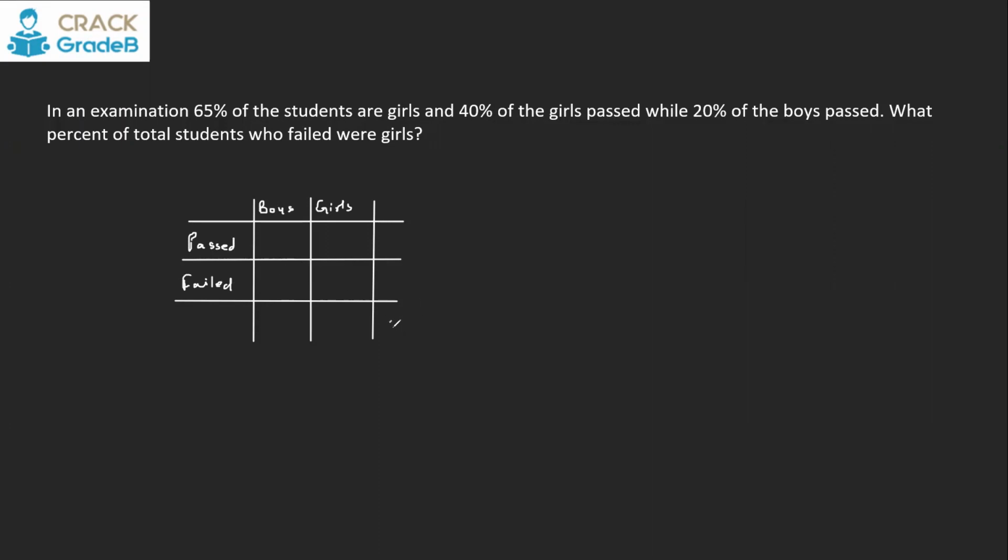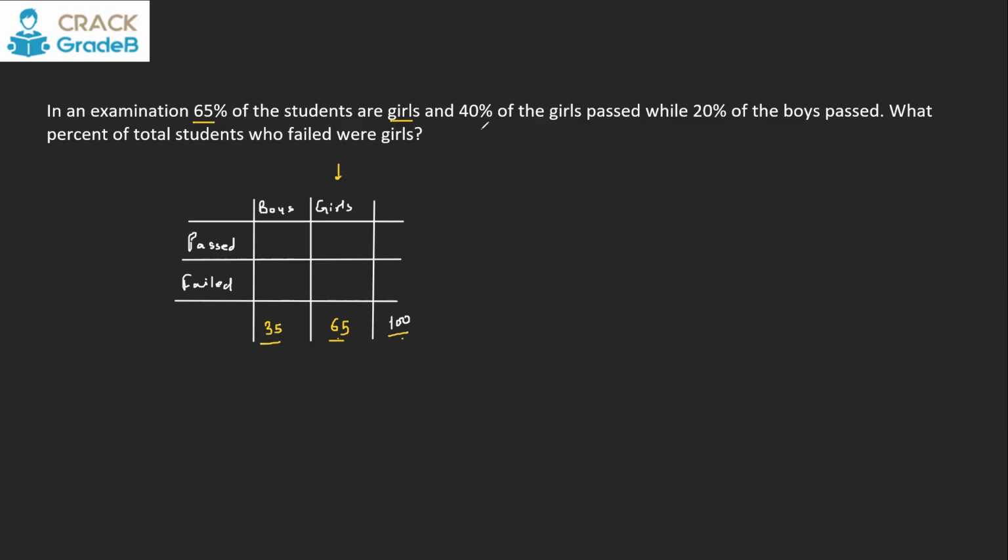So consider there are a total of 100 students. 100 is our grand total. Out of those 100, 65% students are girls. So out of 100, 65 are girls. So the sum of this entire column is going to be 65. 65% of 100 is 65, so 65 should come here. So out of 100, if 65 went here, the remaining 35 will come here.